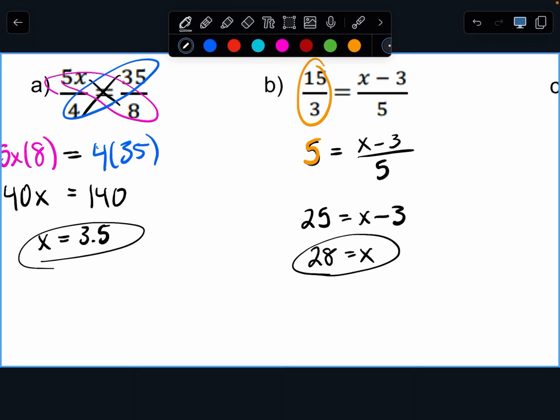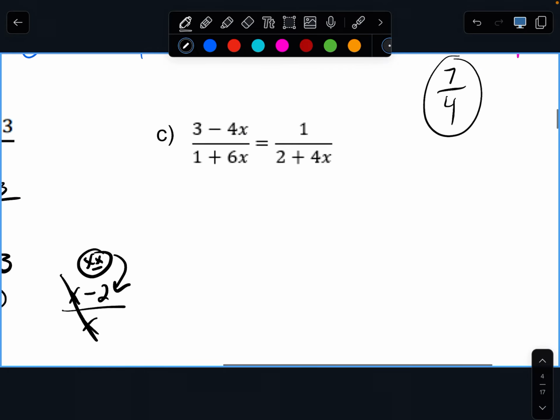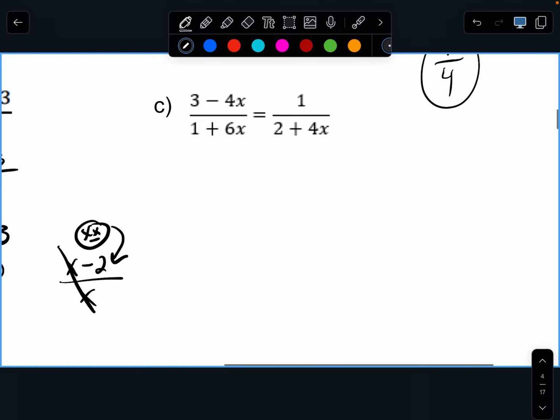Now, don't go wild, though, and start crossing off all this junk. I've seen people do this and cross out an x. That's like death. Okay? Don't do that. That's illegal. It's only okay if it's just straight numbers being divided.